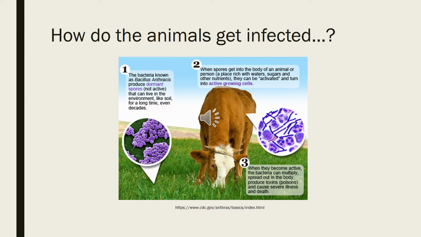When spores get into the body of an animal or a person, they can be activated and turn into active growing cells, which thrive and reproduce. When they become active, the bacteria, like I said, can multiply and spread throughout the body, producing toxins, or what you would call poisons, and cause severe illness to the animal or the human, and later cause death.